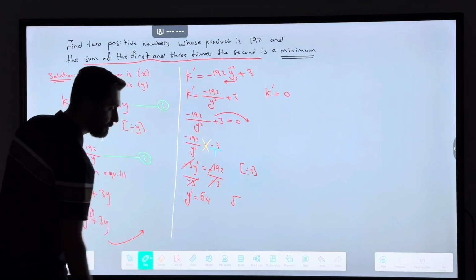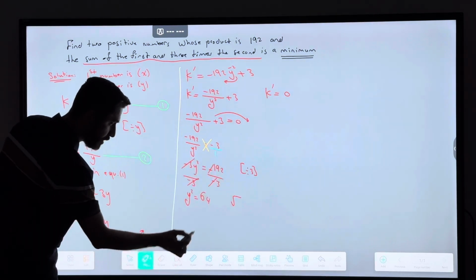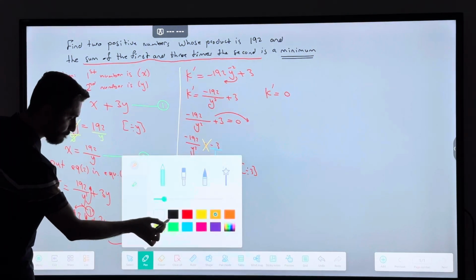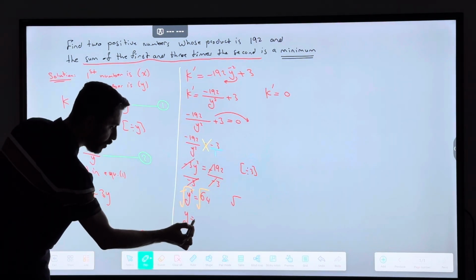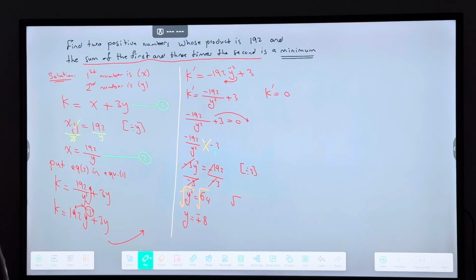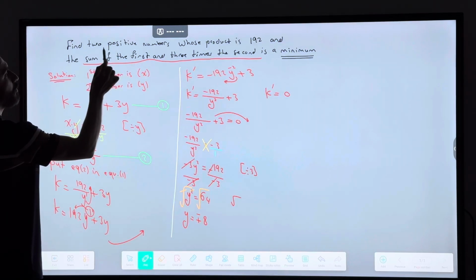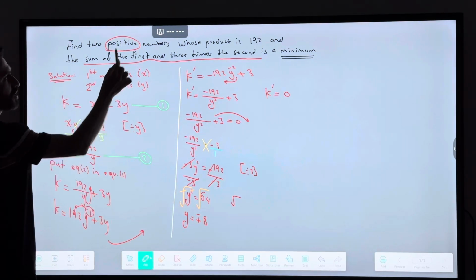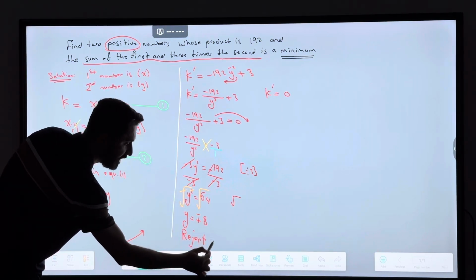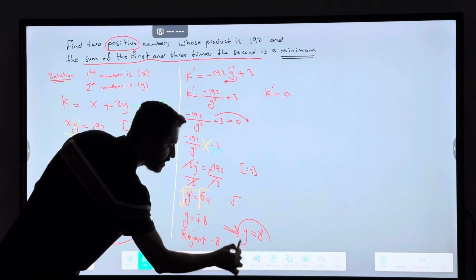Take the square root of both sides, so the square and square root cancel. So y equals positive or negative 8, because the square root of 64 is 8. But we are going to reject negative 8. Why? Because it says find two positive numbers, so we only use the positive number. So reject negative 8, which means y is only positive 8.